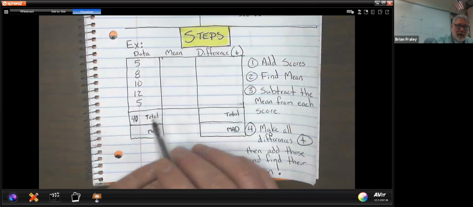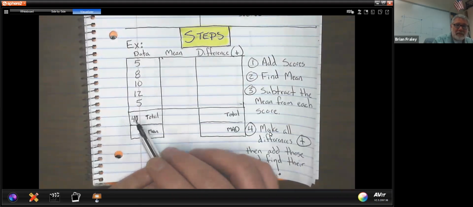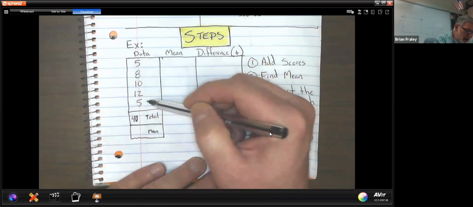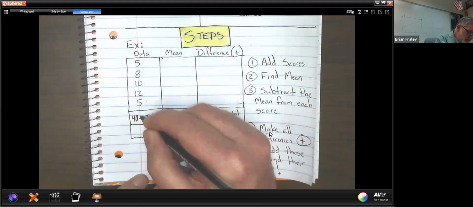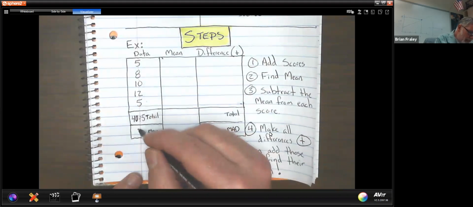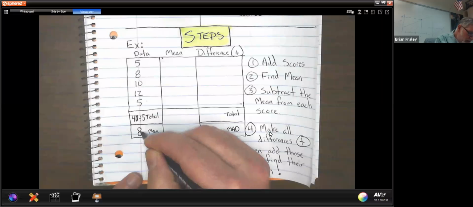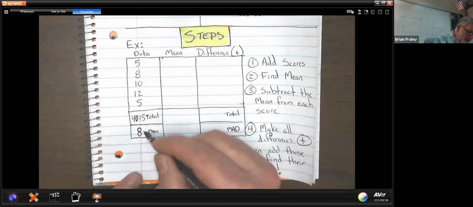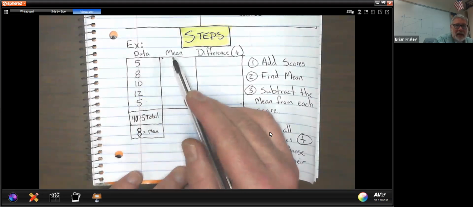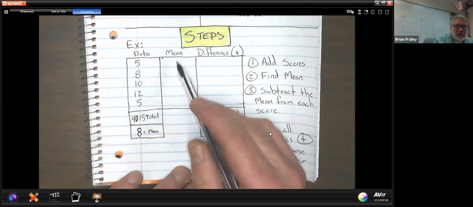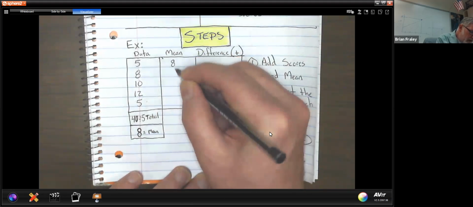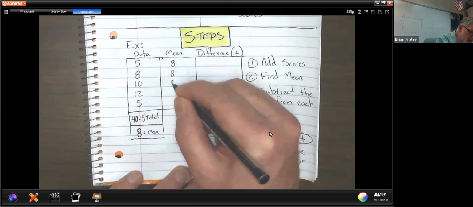Now, it says find the mean, step 2. Well, we find the mean by taking our total and dividing by how many scores there are. So I've got 1, 2, 3, 4, 5 scores. So let's divide by 5, which will give me a mean of 8. So 8 is equal to our mean. All right. Now, if you look at our next column, you see this is the mean column. So what I'm going to do is put my 8 across from each score.